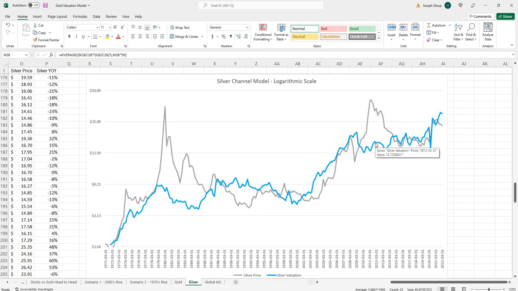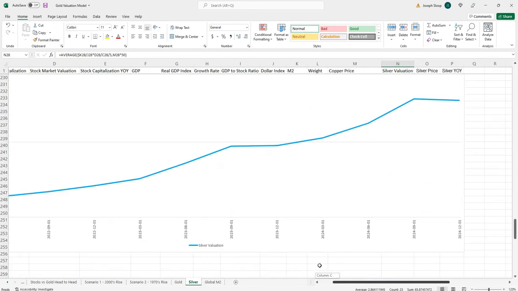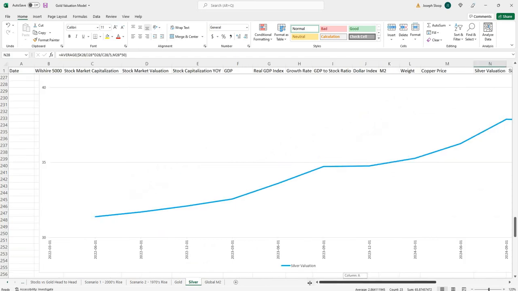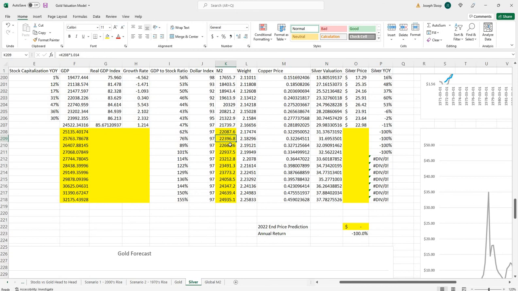I cannot predict whether we will see that play out. All I can tell you is that the tool is saying that silver is relatively undervalued, and that the tool's valuation will appreciate slowly as the money supply goes up, which then brings me to another point.